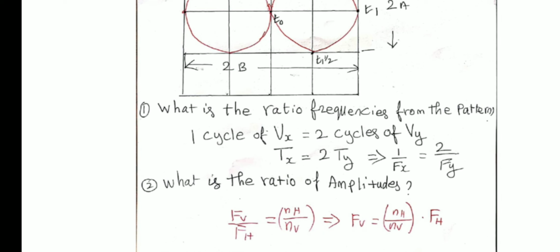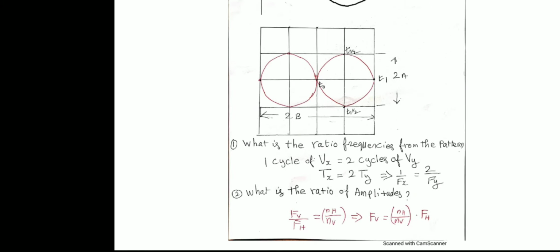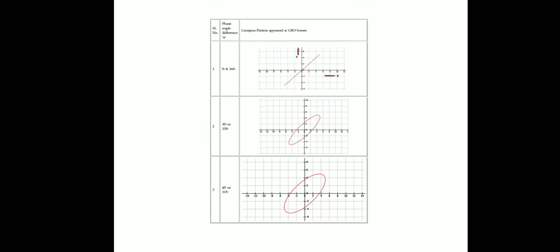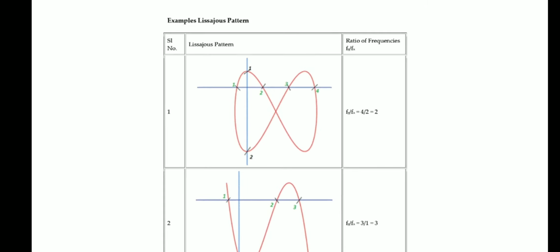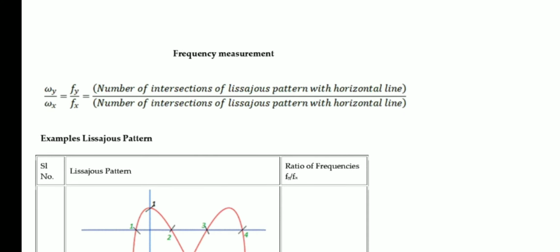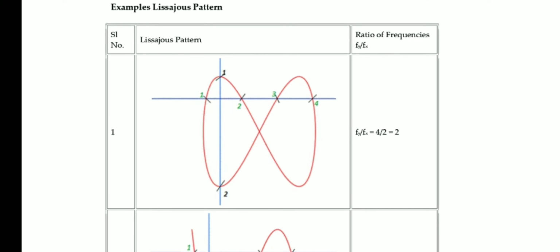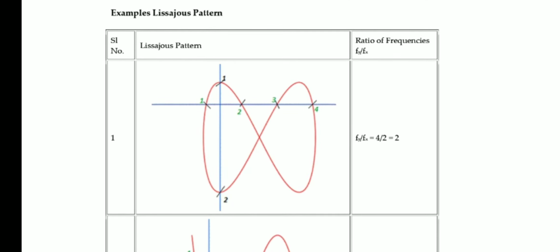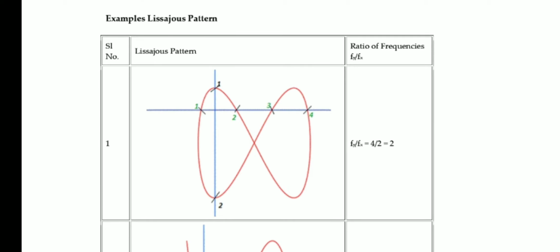So we note Tx equal to Ty, right? To estimate the frequency, we have to use this formula: the number of intersections of the Lissajous pattern with the horizontal line divided by the number of intersections with the vertical line, right? So look at here, suppose consider this waveform. So now we have got this waveform. From the center, one circle this side and another circle this side. Okay, just what we discussed now.